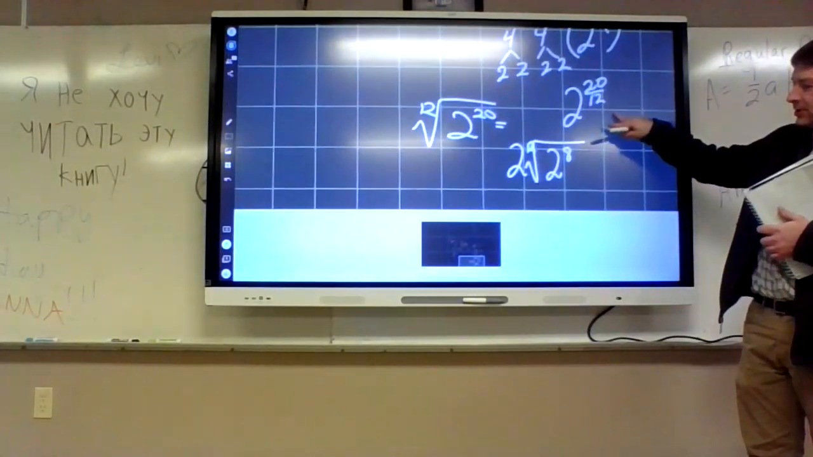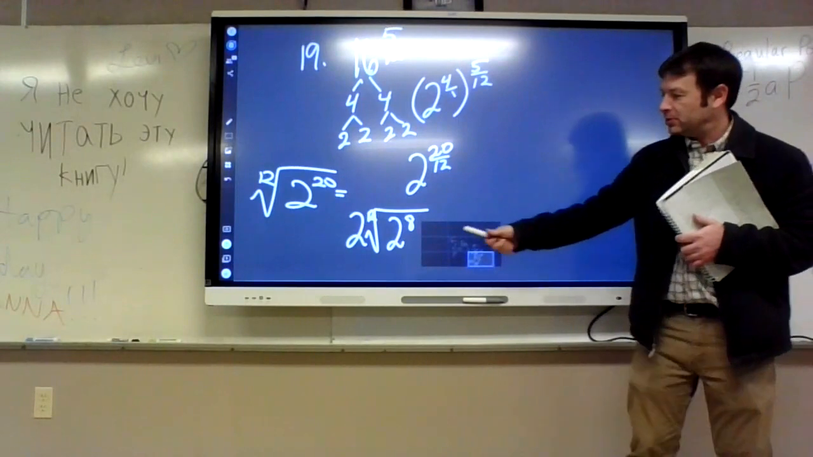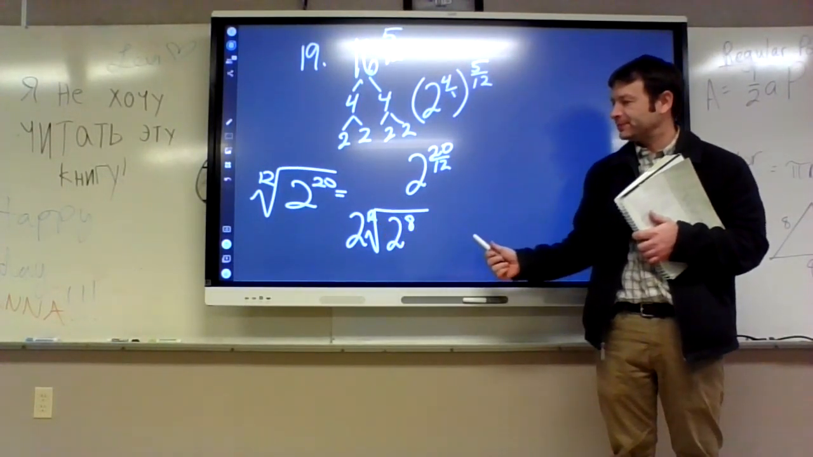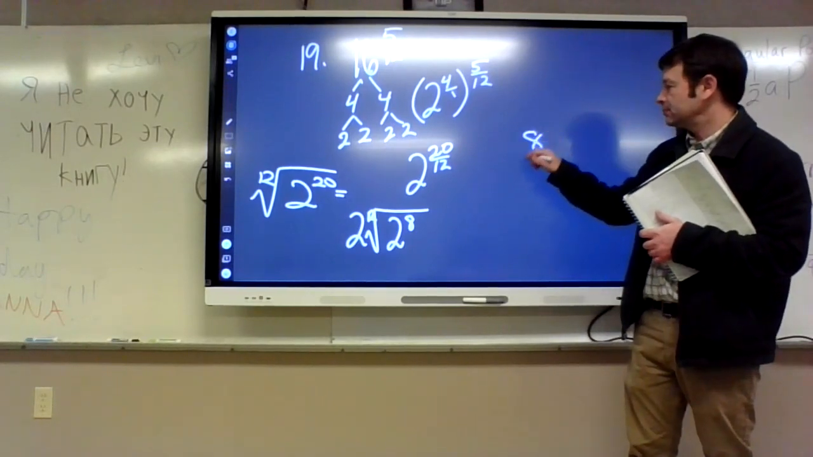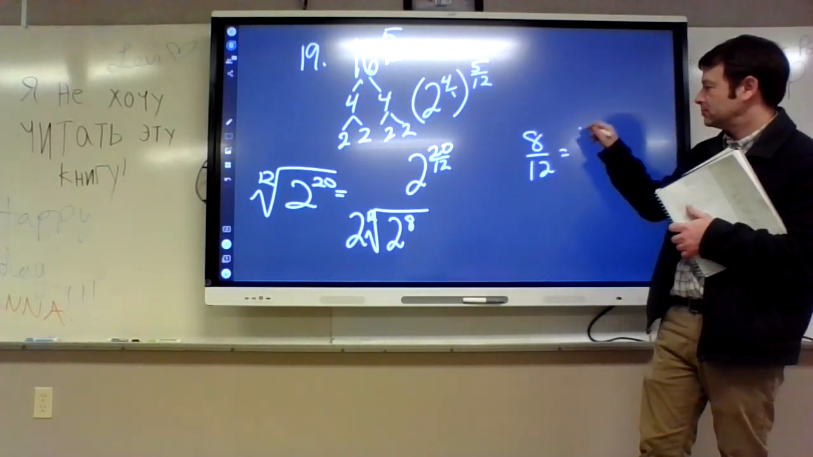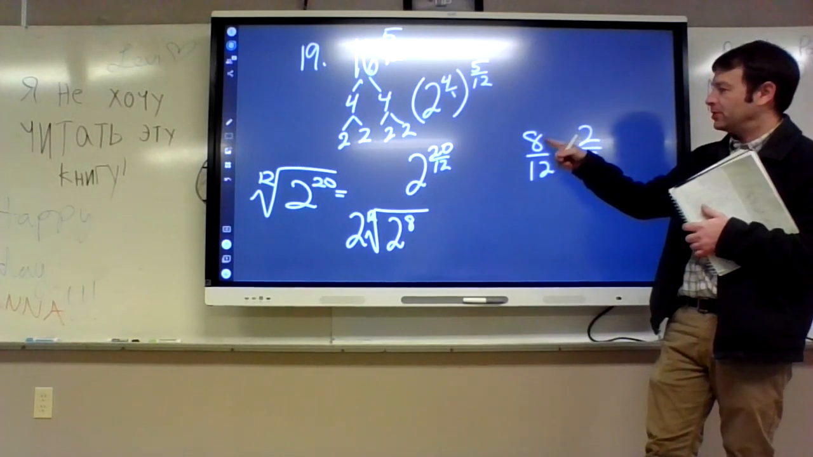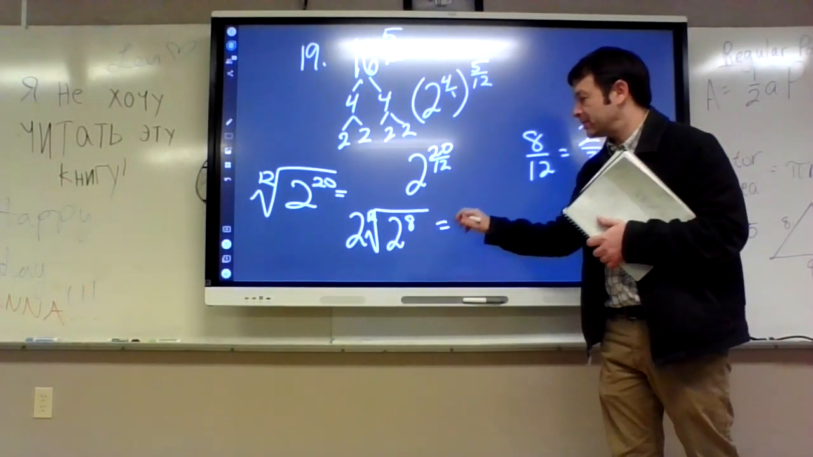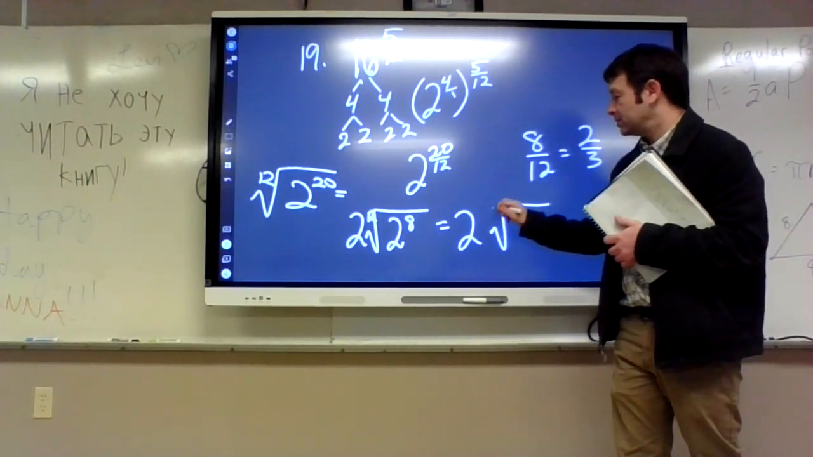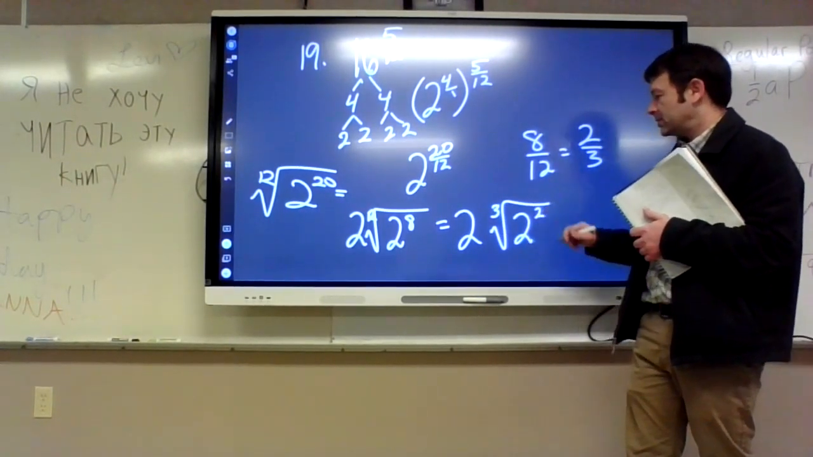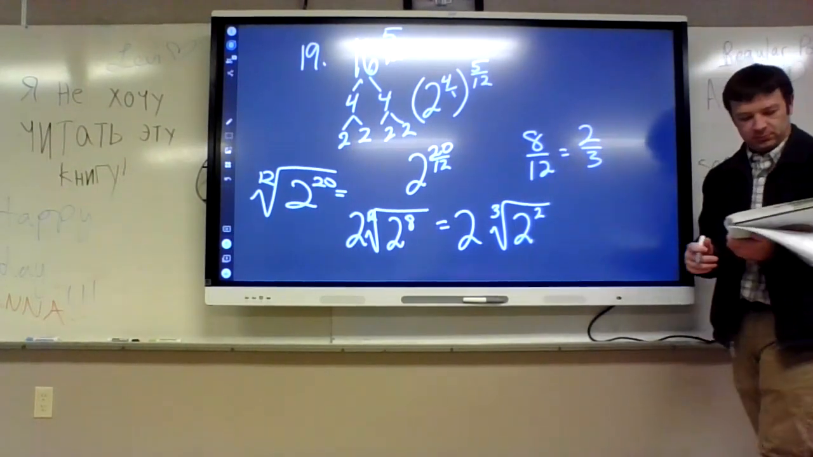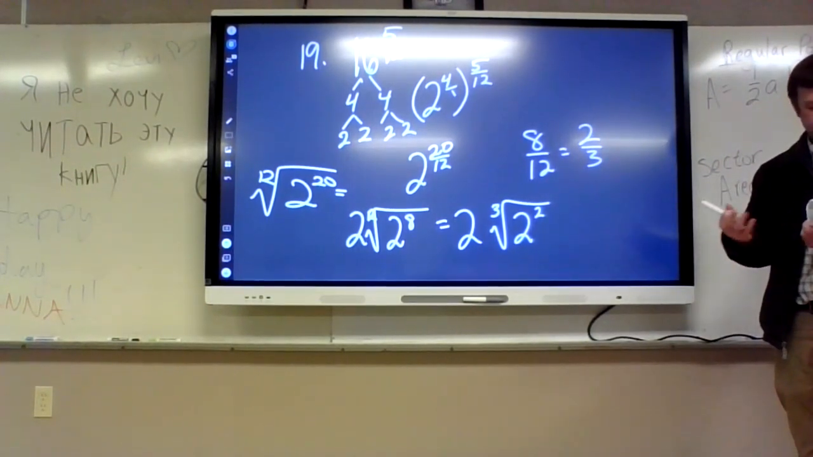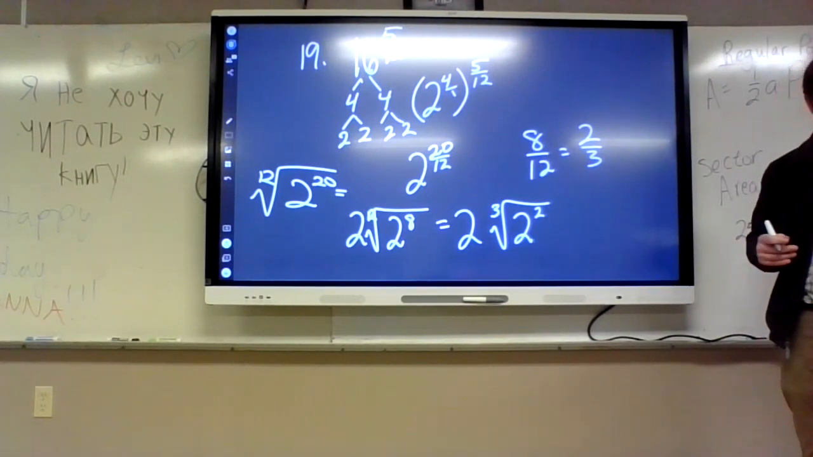That's almost it, but what does 8/12 reduce to? 4/6. If you divide by 4, it's 2 and 3. So they simplified that a little bit more. They changed it to that. Should just do 4, yeah.